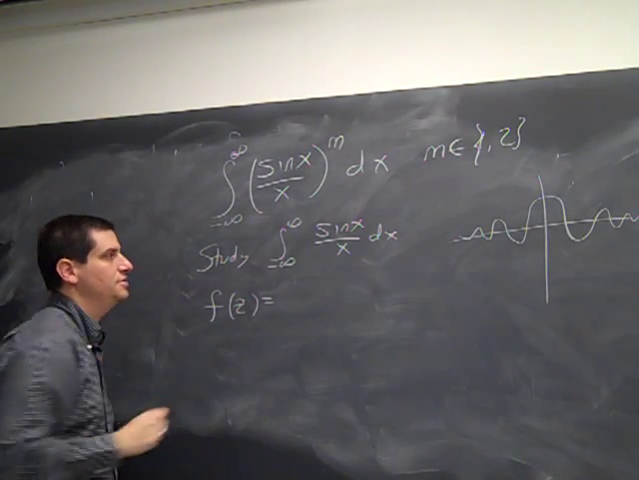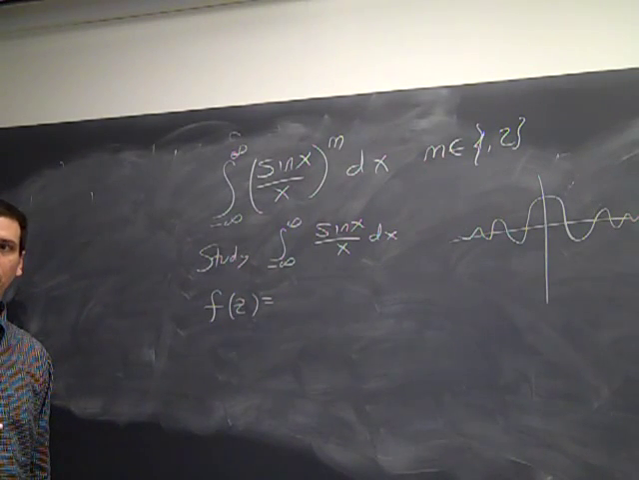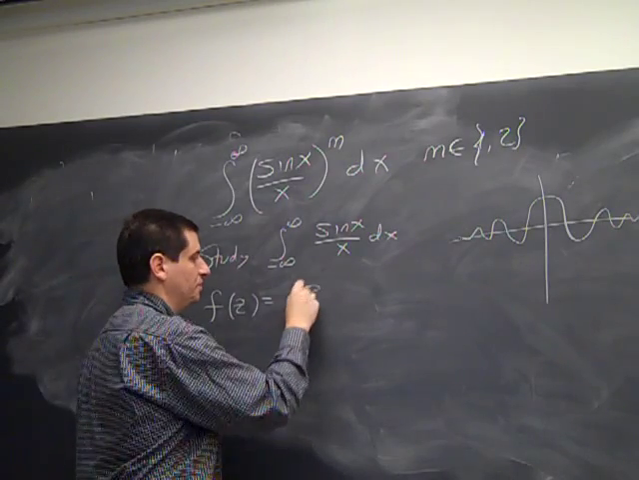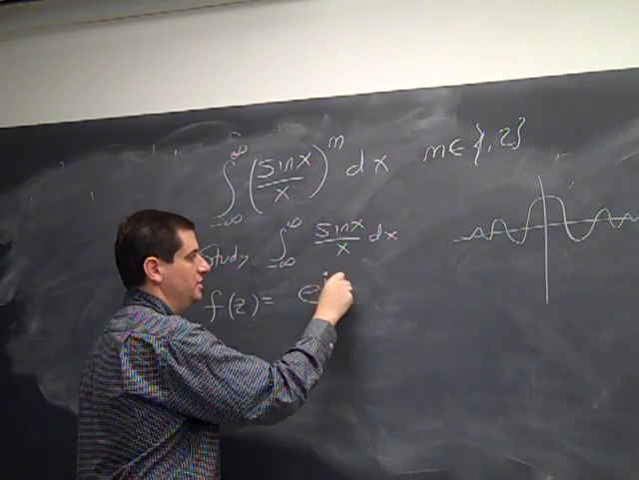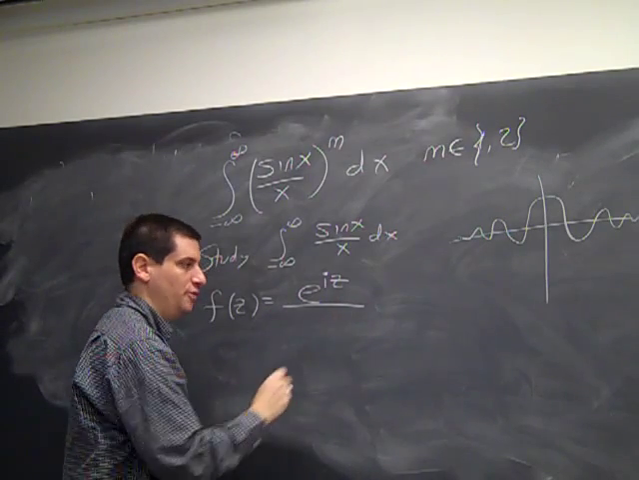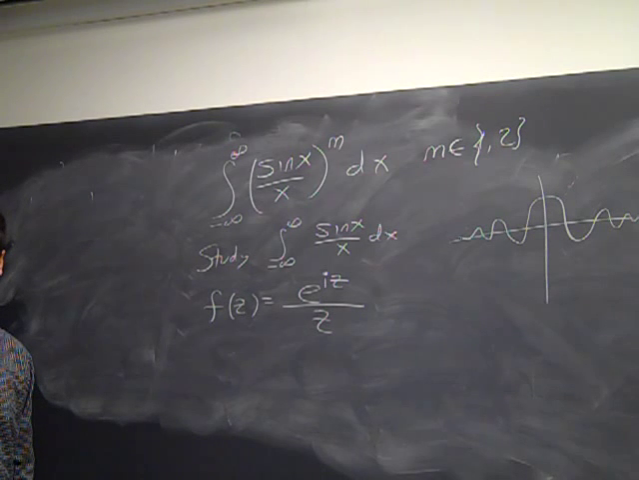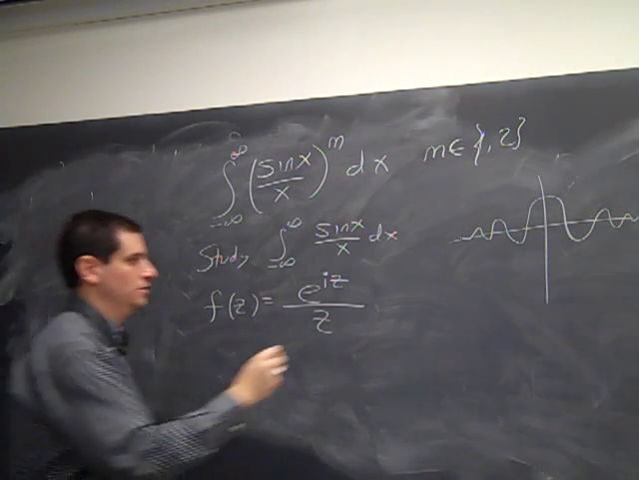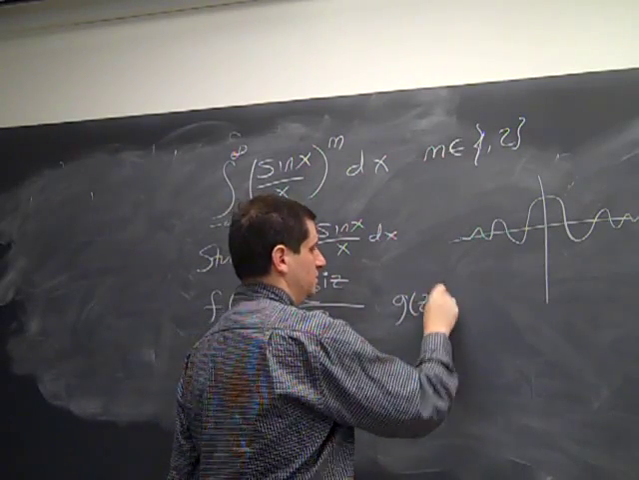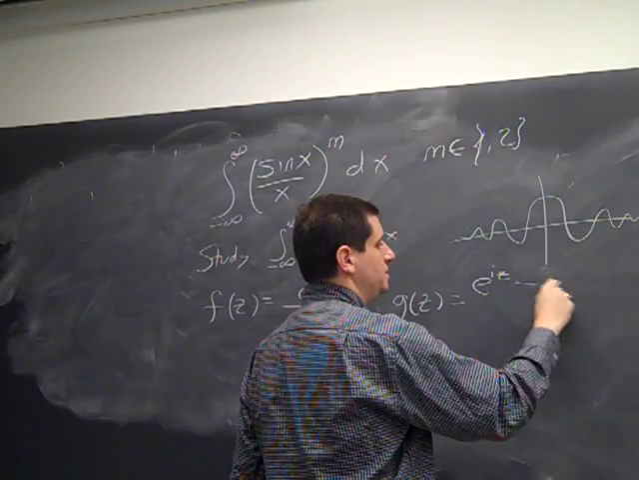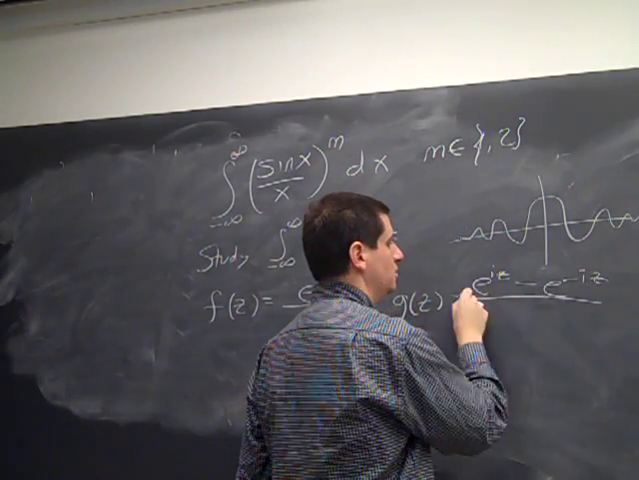F of z is? I think you want an e to the iz somewhere. So, e to the iz over z. Now, I could have also done g of z is e to the iz minus e to the minus iz over z.